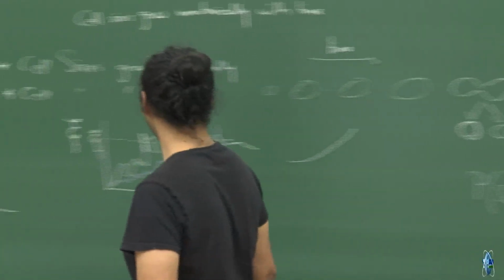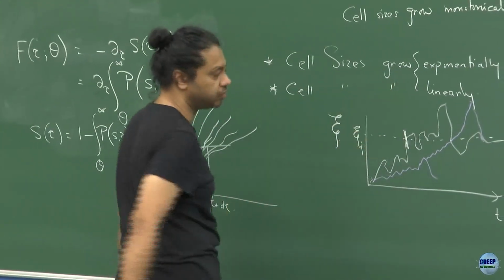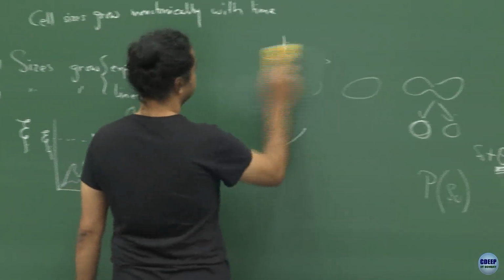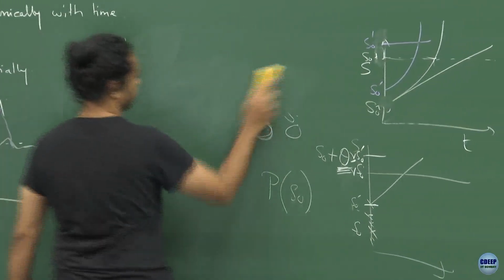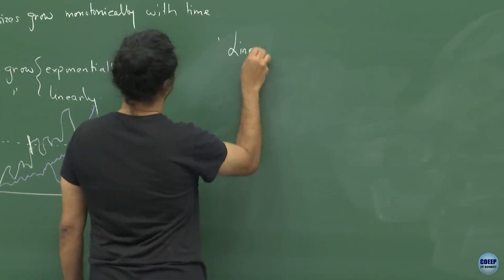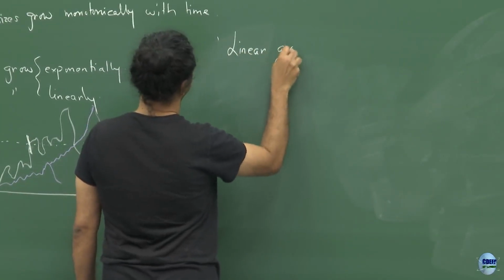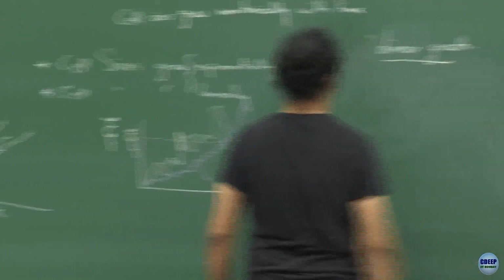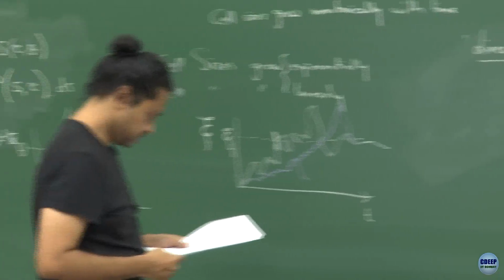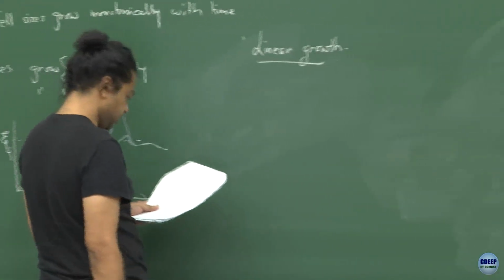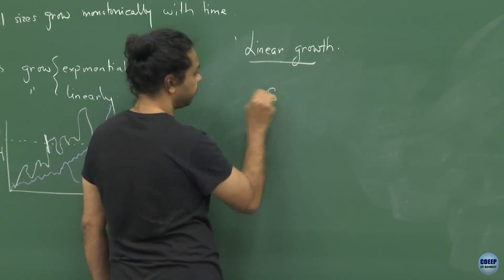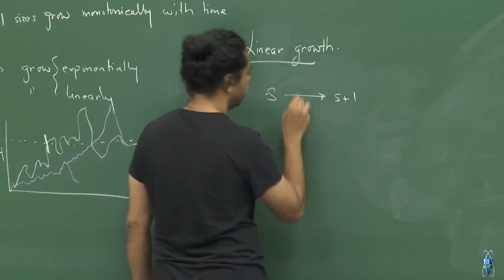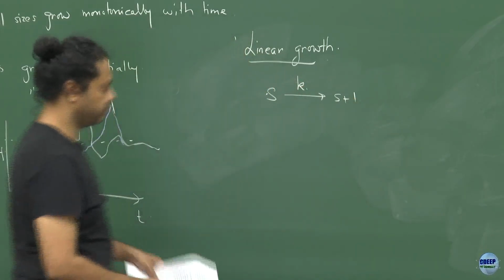So, first we will work it out for the simplest case, which is linear growth, or at least I won't work it out explicitly, but at least we will see how to work it out schematically. So, the linear growth is like this, that you have some size s, and you go to some size, let us say s plus 1, with some rate k.